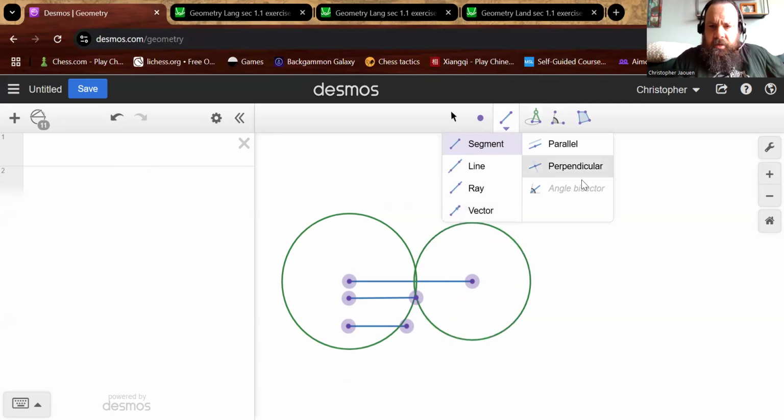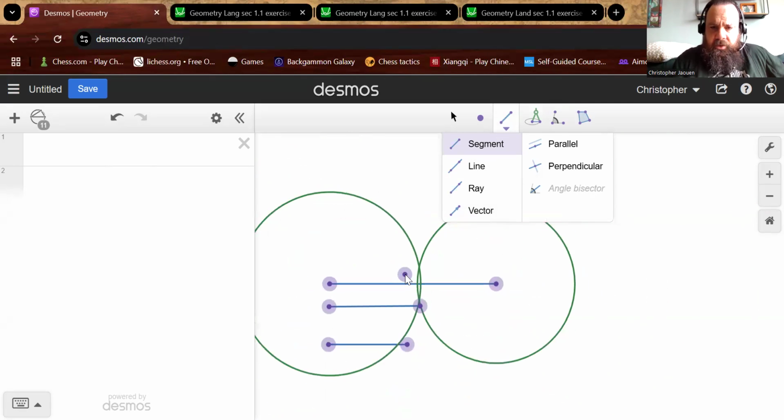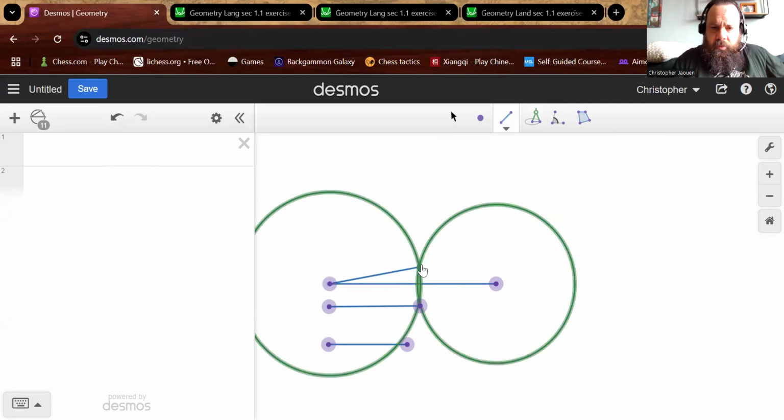Let me actually zoom in a little bit so it's easier to see. So what I'm going to do now is connect this point to the point where the circles intersect, and same thing over here. And that gives me a triangle that has the required lengths for the sides. So that's the construction. All right. So that's question number one. Let me go back to the problems here.